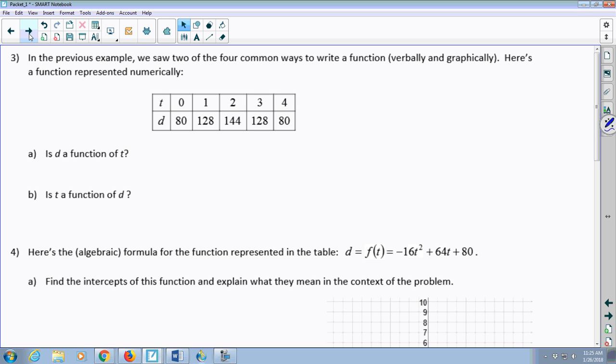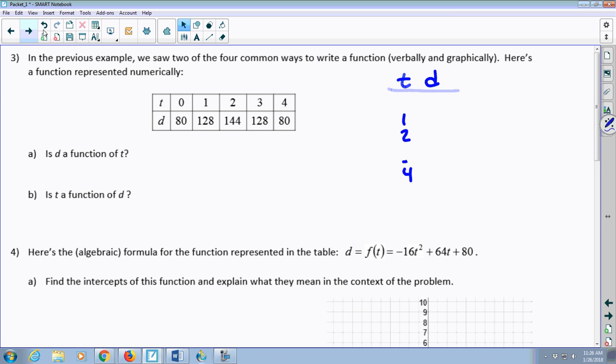Okay, so this is a numerical representation. We just talked about a verbal and a graphical representation with the car, the value of the car over time. Now we tend to write these tables horizontally, and many of you probably initially grew up with your tables looking like this. It's exactly the same.